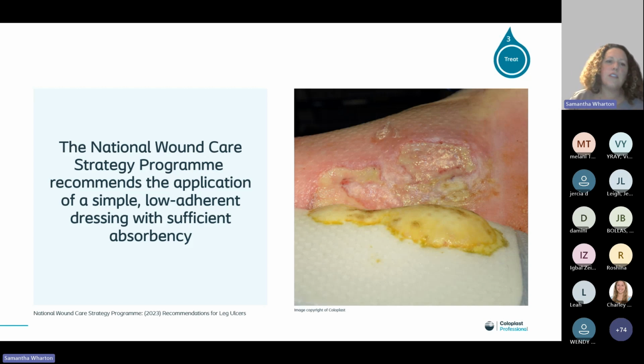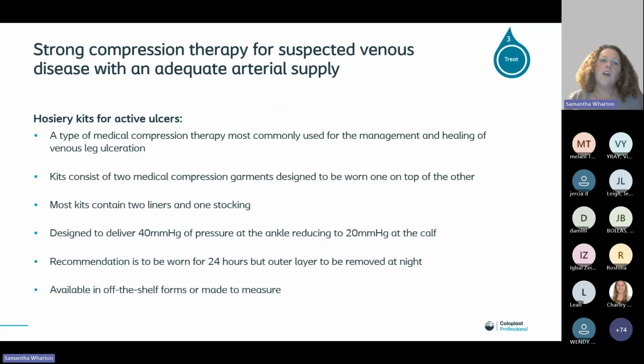So the National Wound Care Strategy Programme recommends the application of a simple, low adherent dressing with sufficient absorbency. On this photo, we've obviously got our foam, which is the Biatain Silicone, which does actually conform to the wound bed. So again, you're not needing to add in a filler, because that dressing will manage wounds up to 2 centimetres in depth without having to add in those extra layers. It's really important that that strong compression therapy is started with venous disease.